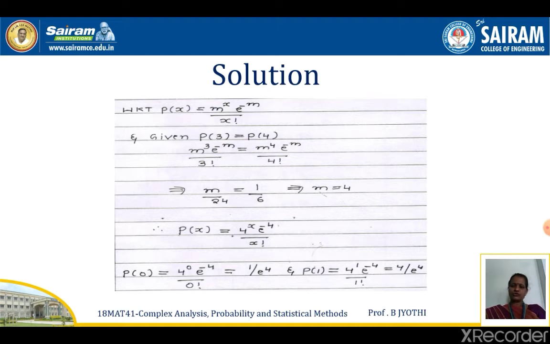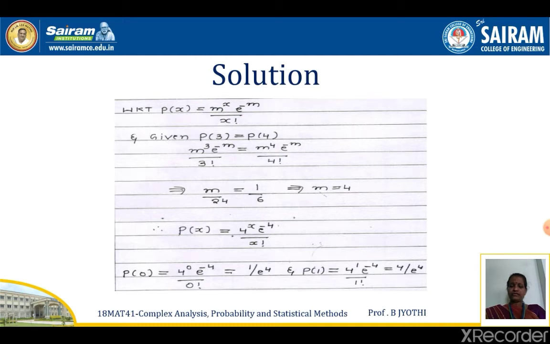if we substitute the value of x as 3 and 4 in the formula, we get m cube e power minus m by 3 factorial is m power 4 e power minus m by 4 factorial. Cancelling the like terms, e power minus m cancels and m cube and m power 4 get cancelled. On the right hand side the denominator is 24, that is 4 factorial. The left hand side denominator is 3 factorial, that is 6. On cancellation and simplification, we get the value of m as 4.